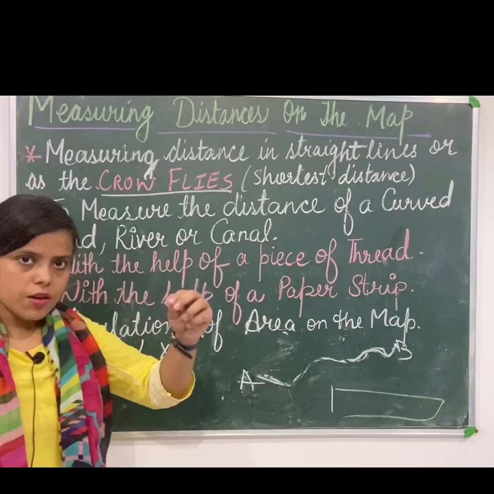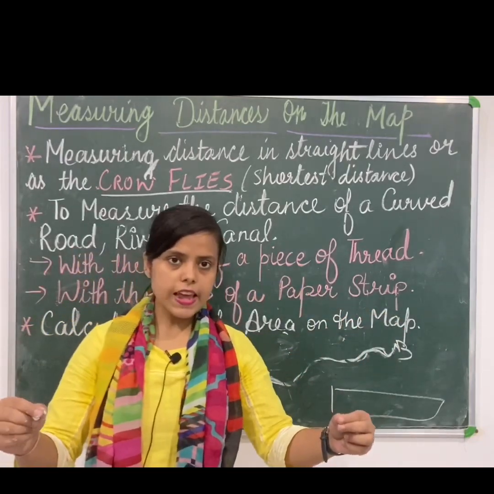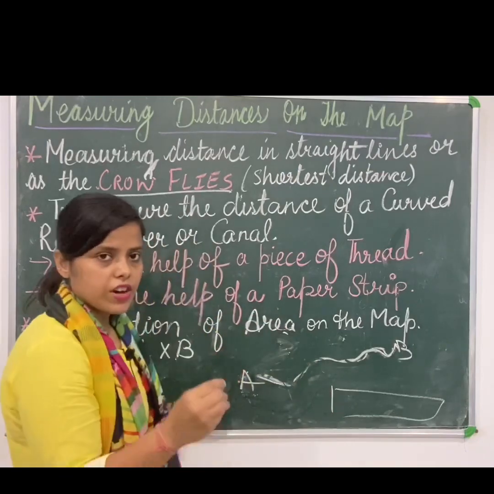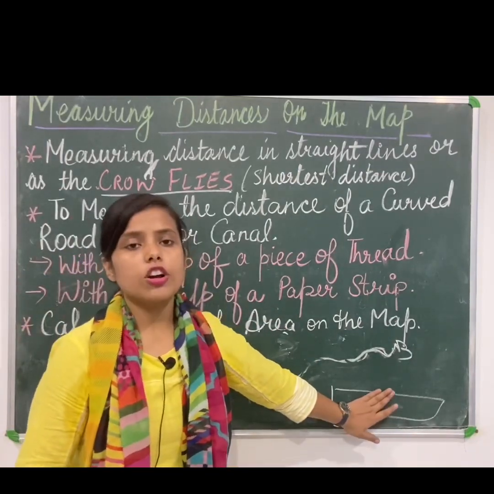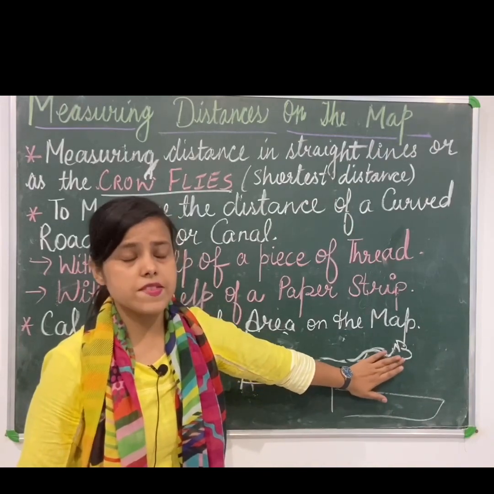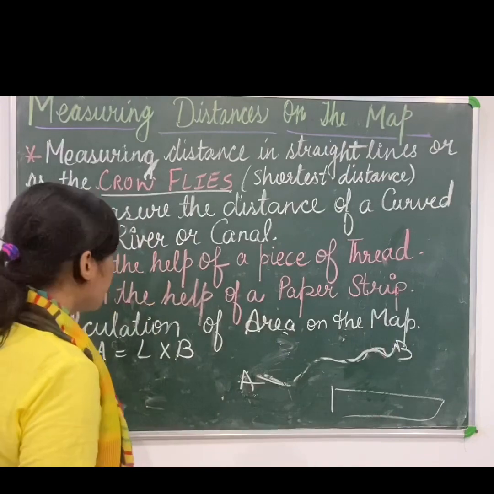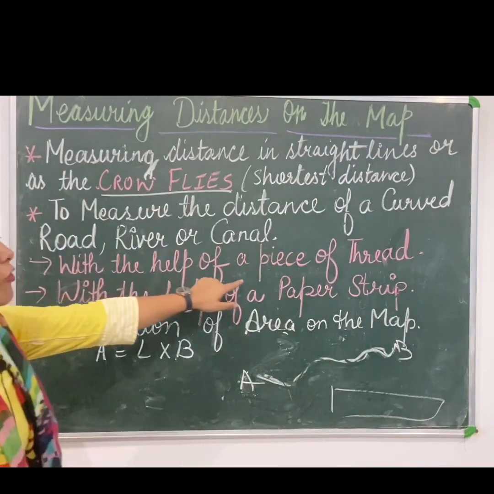And that thread, make it straight. After removing it from here, keep it on the scale and measure it. Whatever distance comes in centimeters, convert it according to the measurement of your linear scale, what is given in your map below. Now with the help of the thread it is clear.